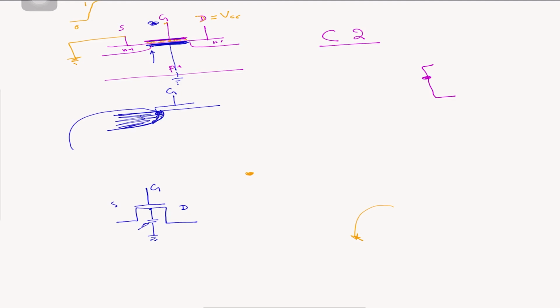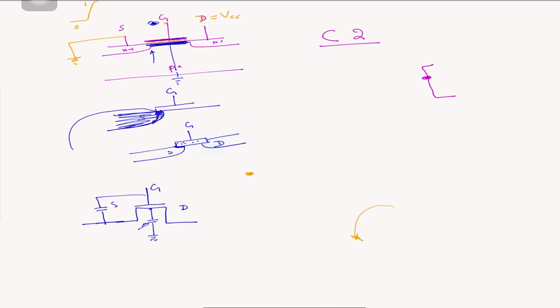Okay, and initially this also existed. So if I make it a better drawing, the gate was all the way here with the dielectric, and the source was here. So when current was not flowing, this region was also a capacitor. So this was our other capacitor, right? And in a similar way on the drain side, the situation is similar.